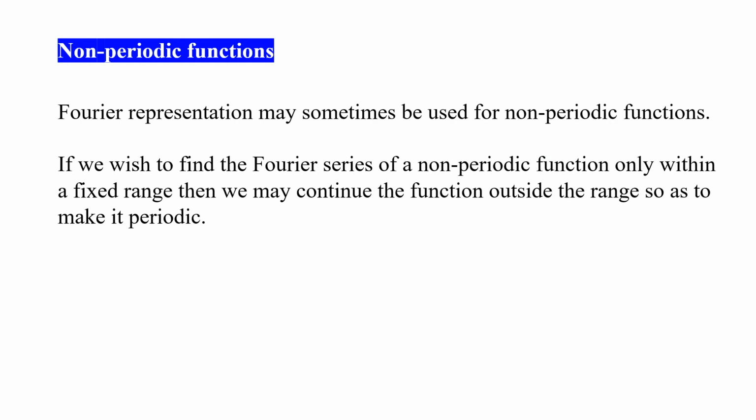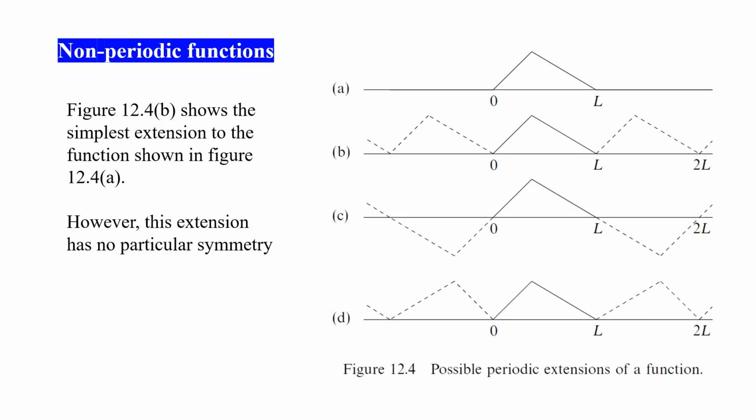Fourier representation may sometimes be used for non-periodic functions. If we wish to find the Fourier series of a non-periodic function only within a fixed range, then we may continue the function outside the range so as to make it periodic. For example, figure 12.4b shows the simplest extension to the function shown in figure A. So if this is your function from 0 to L, we can extend this one to make it periodic, as in your figure B here.